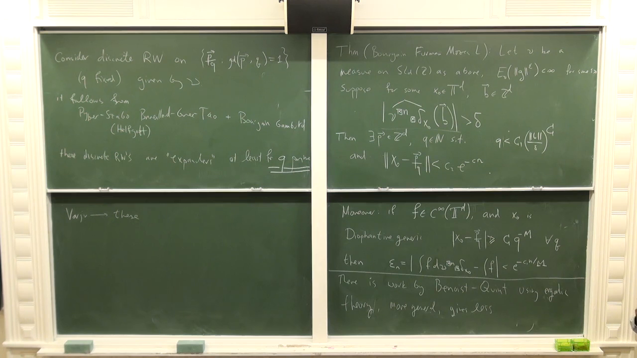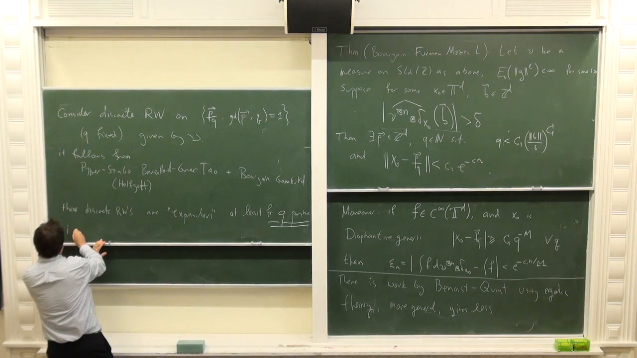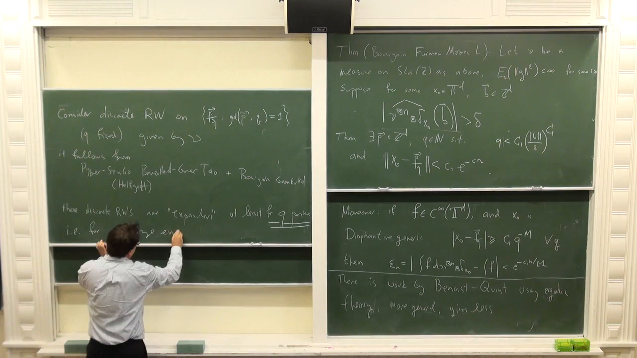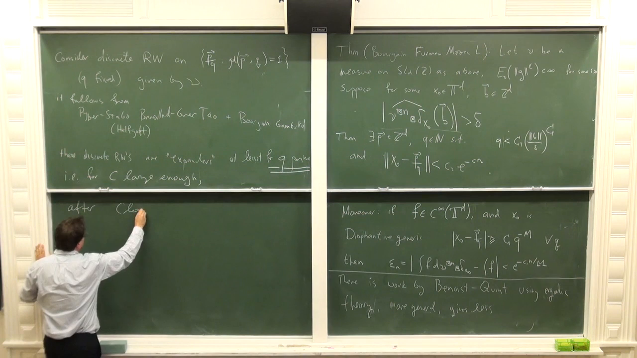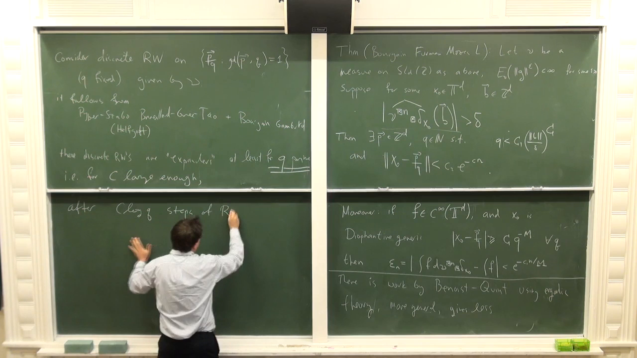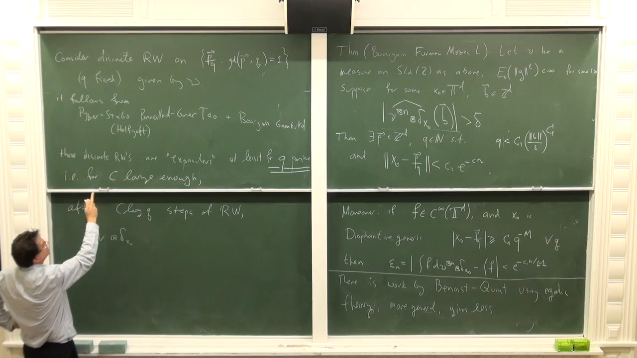Okay, that's what this vague statement says. Or maybe I'll write it down. For C large enough, but not dependent on Q, after C log Q steps of random walk, the distribution I get by starting with some point, this time inside my finite object.